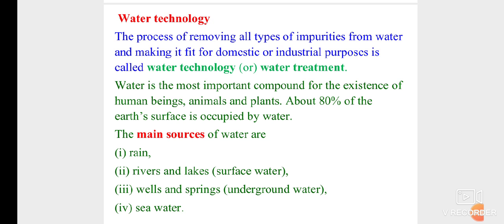This type of water we have to purify with some technologies, which is called water technology. So once again I repeat the definition of water technology. There are various impurities present in the water; we have to remove those impurities and make the water fit for domestic as well as industrial purposes. That is called water technology or the water treatment process.